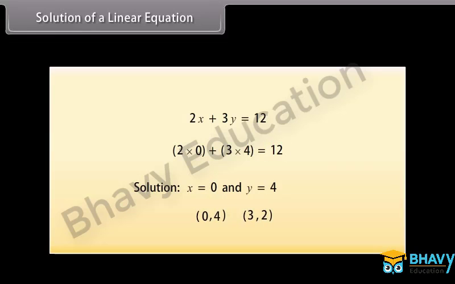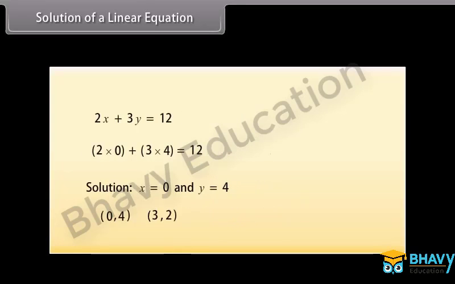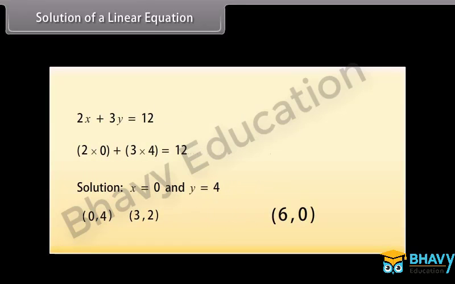We have found at least two solutions for this equation. Can you find any other solution? Is (6, 0) also a solution of this equation? Yes, (6, 0) is also a solution, because when you substitute x as 6 and y as 0 in the equation, you find that the answer becomes 12.